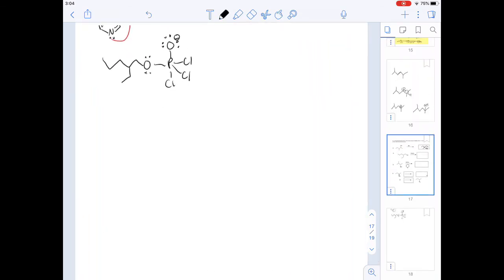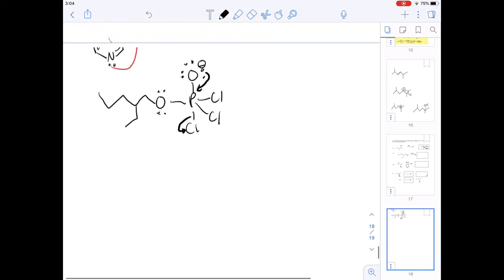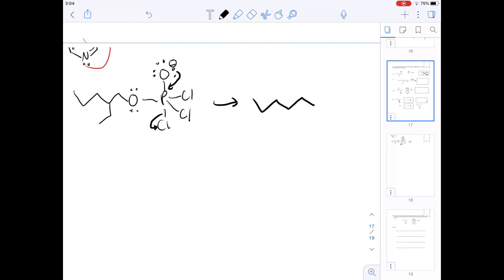So the next step is that the electrons from the ketone, or what was a ketone, the electrons from the O in the POCl3 are going to come back and rejoin, and this is going to kick one of the Cls off. That makes it a good leaving group.